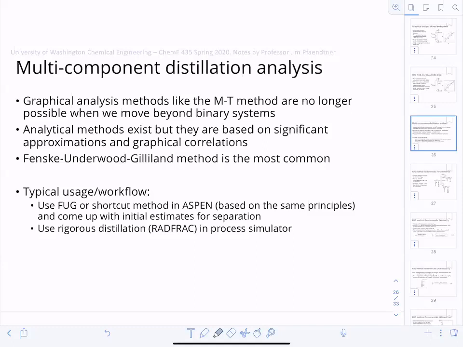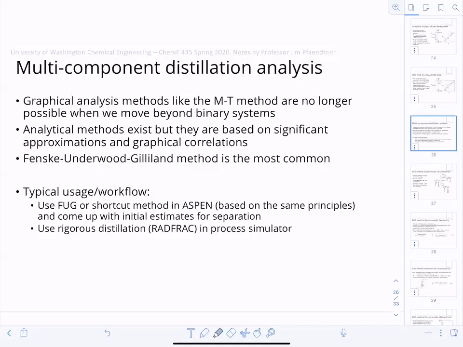So multi-component distillation columns still have reflux, they still have a relevant reflux ratio, and the general patterns of behavior will also be true in those columns. The general relationships in terms of the minimum stages and things of that nature. So there are analytical methods that help you make an initial guess about how columns should be operated in the multi-component context.